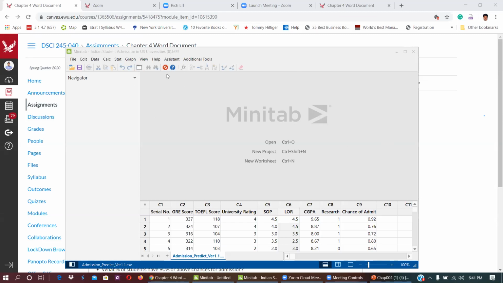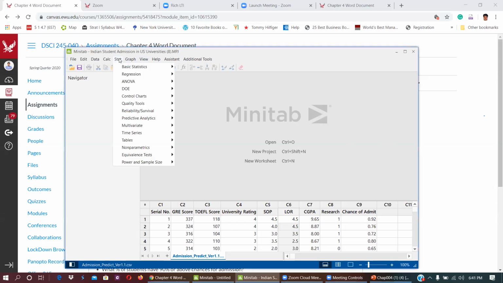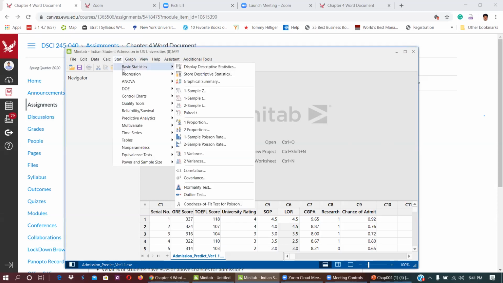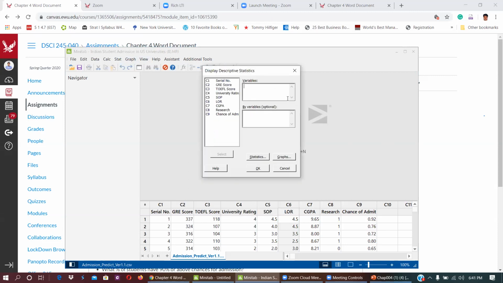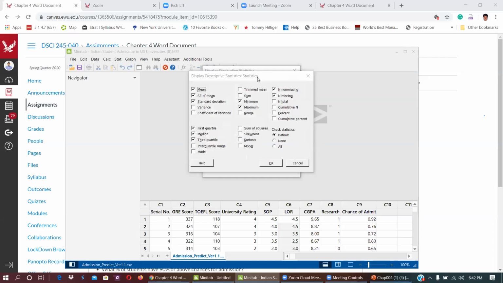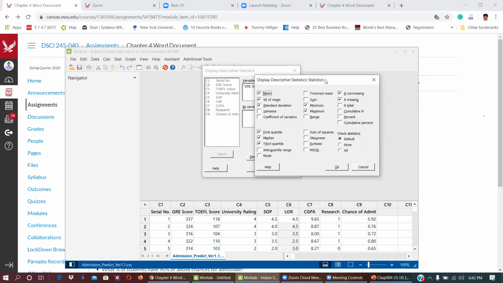Okay. So here, when you go on Stat, Basic Statistics, Display Descriptive Statistics. So only three options: Stat, Basic Stat, and Display Descriptive Statistics. Right here, I need to select for which variable I need to do analysis. So I'm just selecting, for example, GRE. When you select GRE, here you have all the options. Can you see?